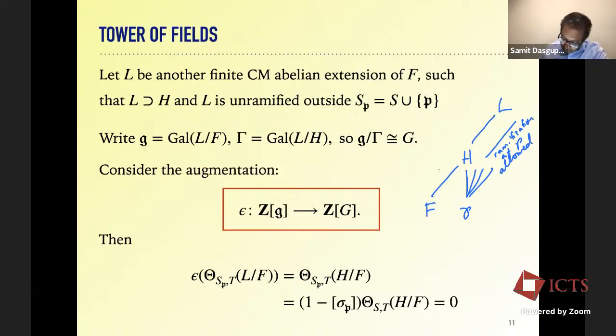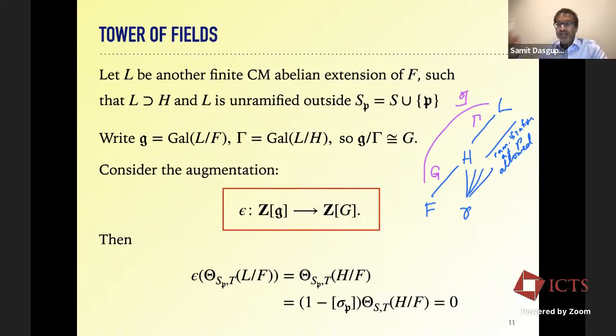Your original Galois group was G, and I'm going to call this gamma, and I'm going to call this Galois group Gothic G. So Gothic G modulo gamma is isomorphic to the original capital G that I started with. Now there's an augmentation map, which I'm going to call epsilon, from the group ring of Gothic G to the group ring of regular G. Regular G is a quotient, so there's a natural map from this G to this G, so you just reduce, and that induces a ring homomorphism on the group rings. We're just going to call that epsilon.